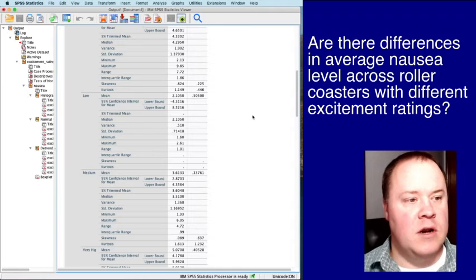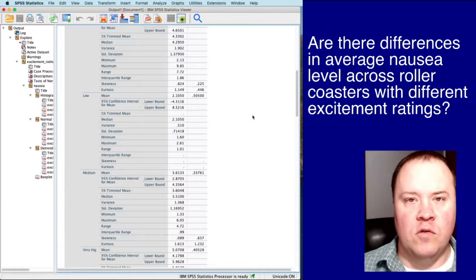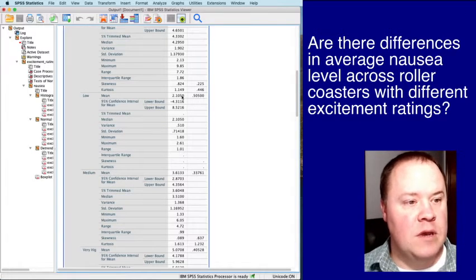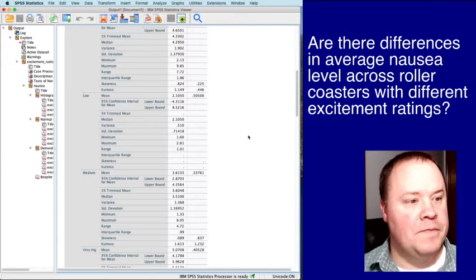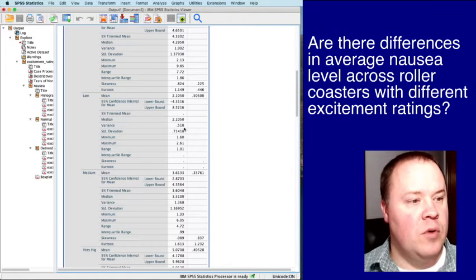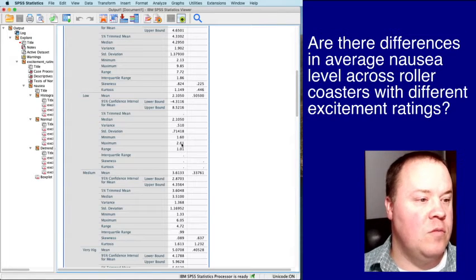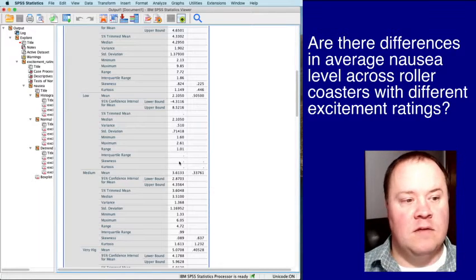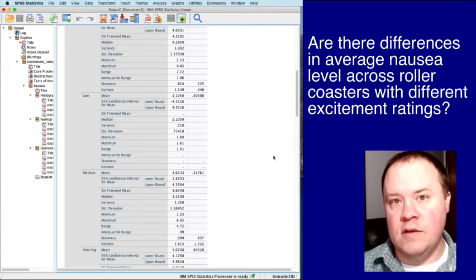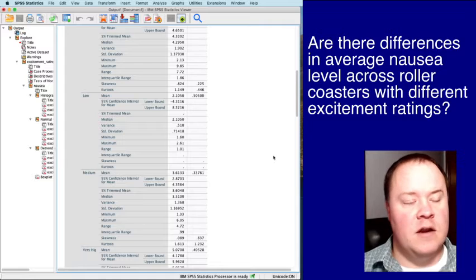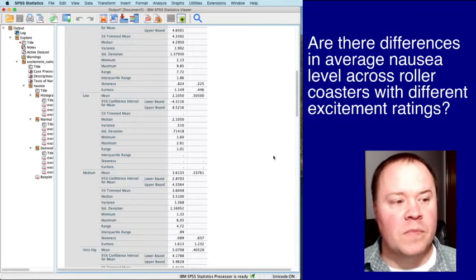If we look at low, we're not going to get very good data here. Remember, there's only 2 data points. So a mean of 2, a median of 2.1, minimum, maximum just goes from 1.6 to 2.6. And it didn't even calculate skewness and kurtosis or interquartile range because there are only 2 data points. There's not enough data to actually calculate those with.